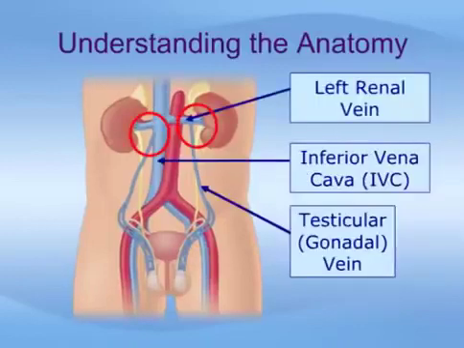This vein drains into the large veins of the abdomen: the renal vein on the left, and the largest vein in the body, called the inferior vena cava or IVC, on the right. Note that the right testicular vein enters the inferior vena cava at more of an acute angle than the left side enters into the renal vein.